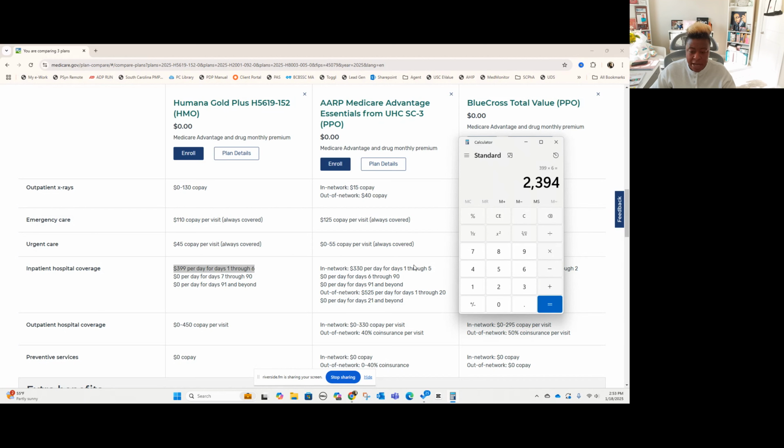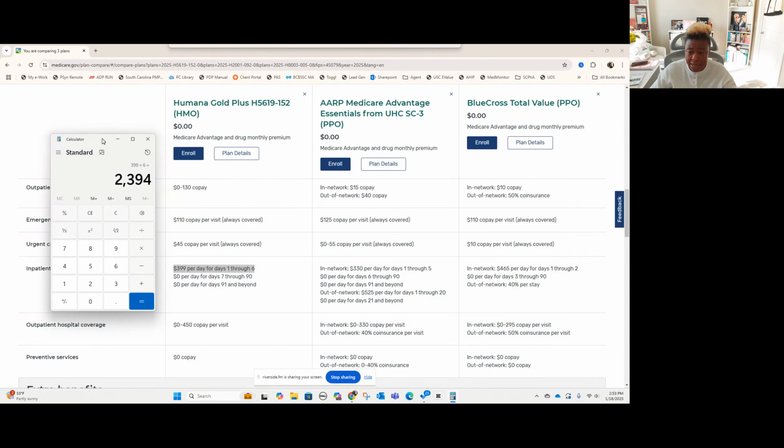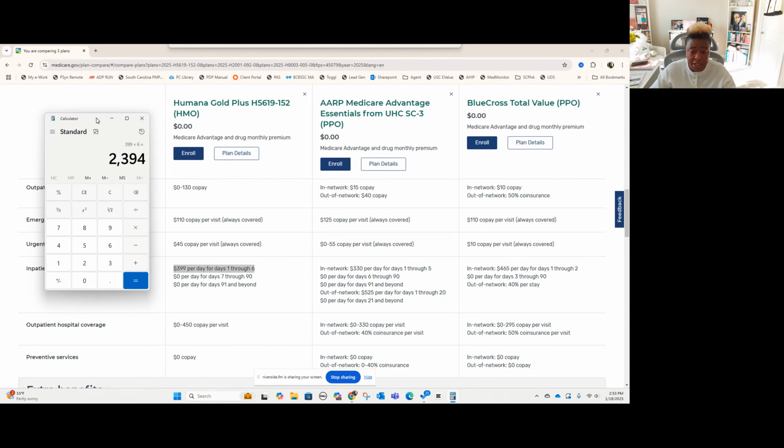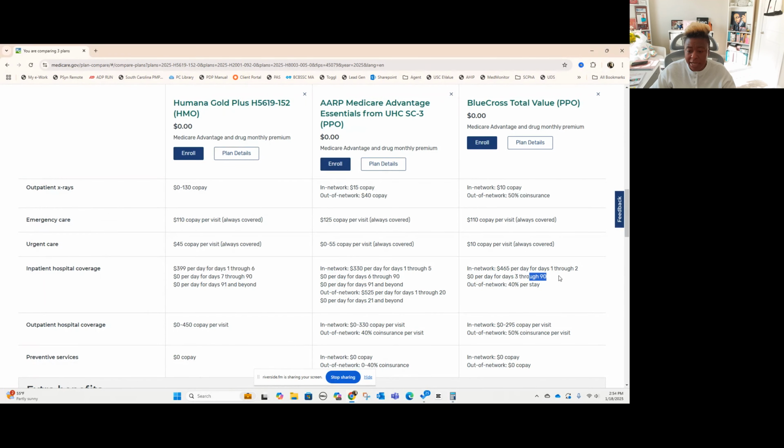Over here, let's say because the highest one is 6 days, let's say you're going to stay for 6 days for all of these. For here, you're going to pay $330 for the first 5 days, 330 times 5. So you could stay 6 days under this plan, and you're going to pay $1,650. You stay 6 days under this plan, you're paying close to $2,400. And then under the Blue Cross plan, if you stayed 6 days, you're going to do $465 times 2. You're only going to pay $930, okay? And then you can stay in the hospital up until 90 days and you pay $0.